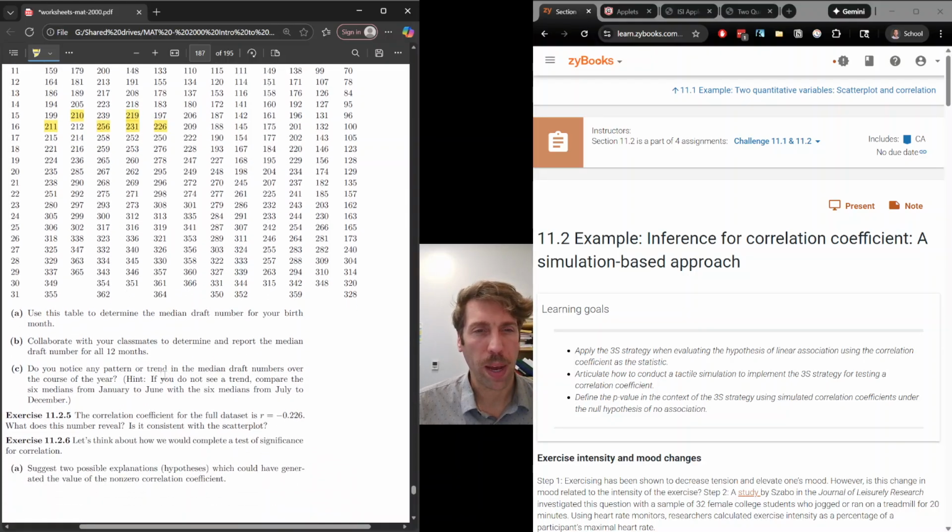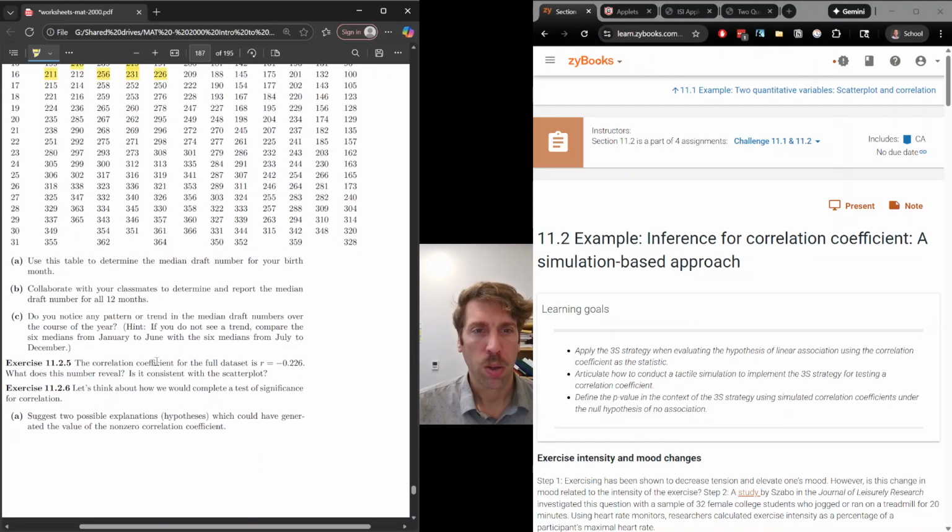Do you notice any pattern or trend in the median draft numbers over the course of the year? If you don't see a trend, compare the 6 medians from January to June and the 6 medians from July to December. The correlation coefficient for the full data set is negative 0.226.